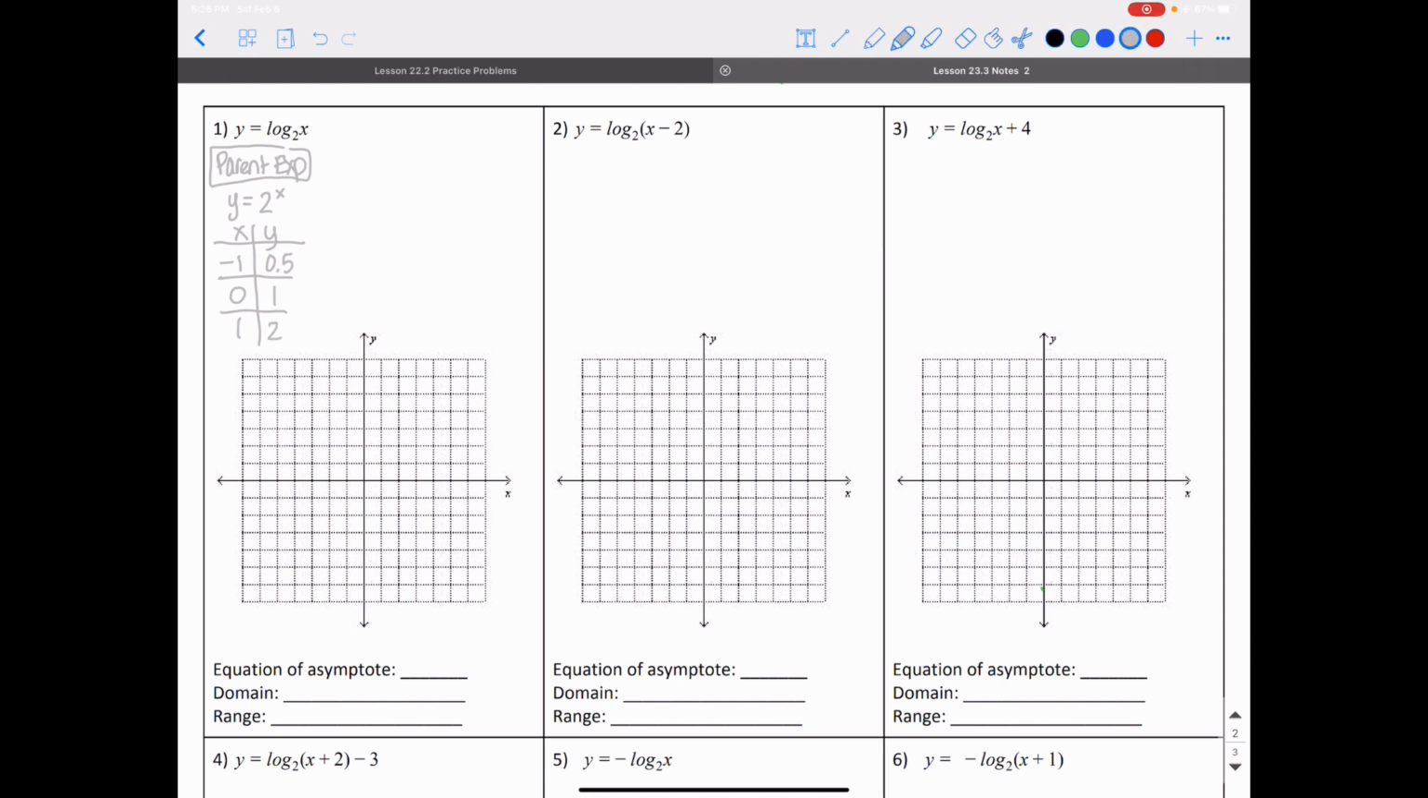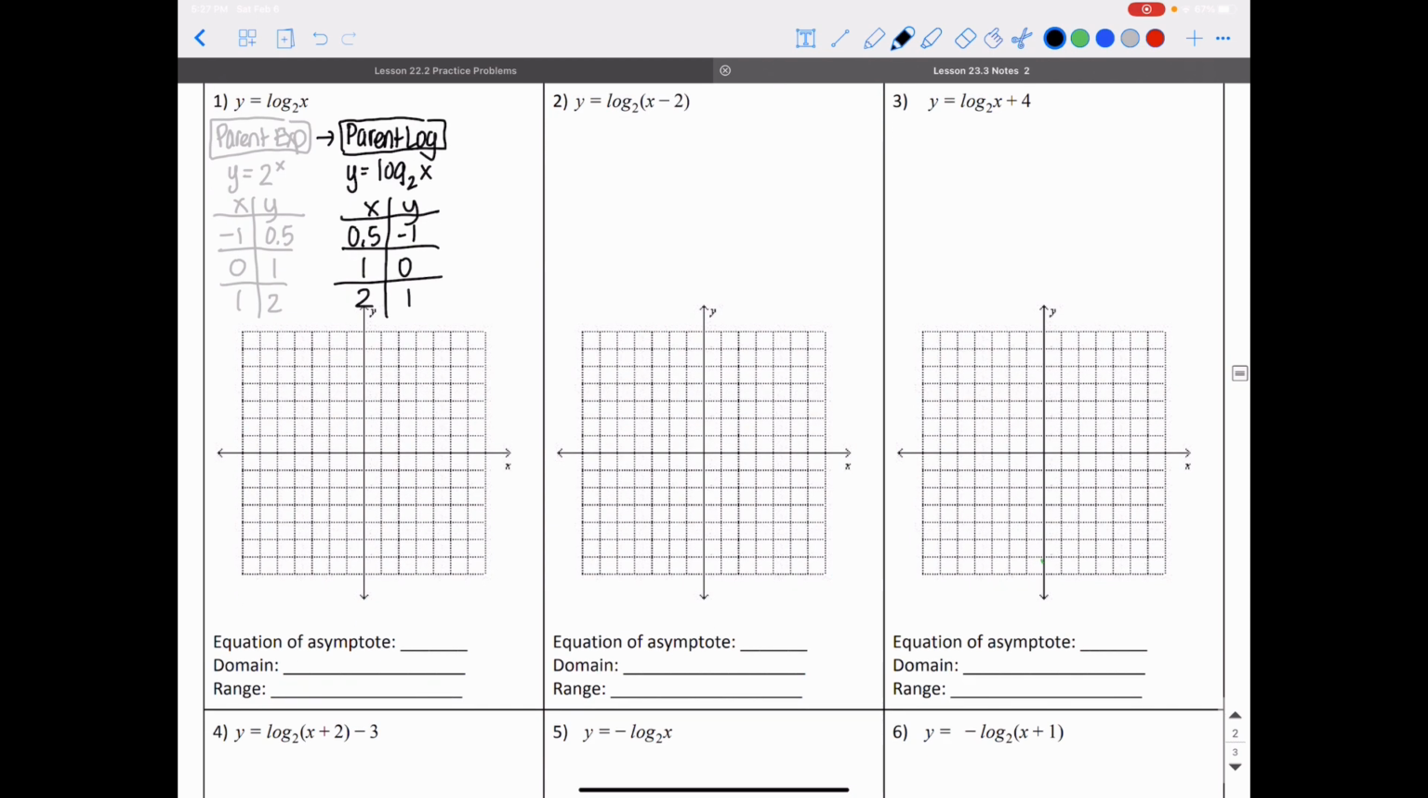From there, that's our parent exponential. Then we're going to go to our parent logarithm. So our parent log in this case would be the inverse of y is equal to 2 to the x power, which is y is equal to log base 2 of x. And what we're going to do to find that table is just flip all the values that we have here for our x and y. So instead of -1, 0.5, we're going to have 0.5, -1. Instead of 0, 1, we're going to have 1, 0. Instead of 1, 2, we'll have 2, 1. And I don't have any other transformations happening here, so I don't have to apply transformations. This is my parent log for base 2.